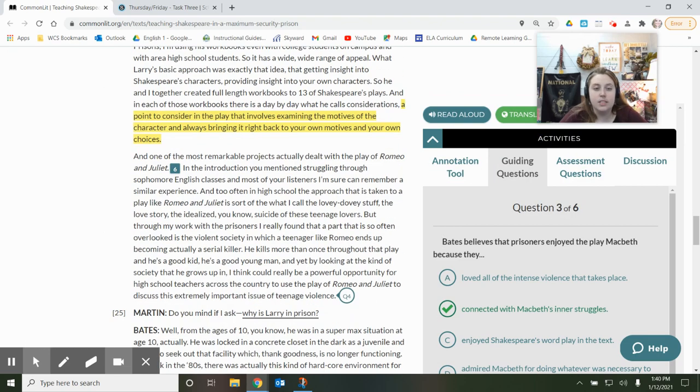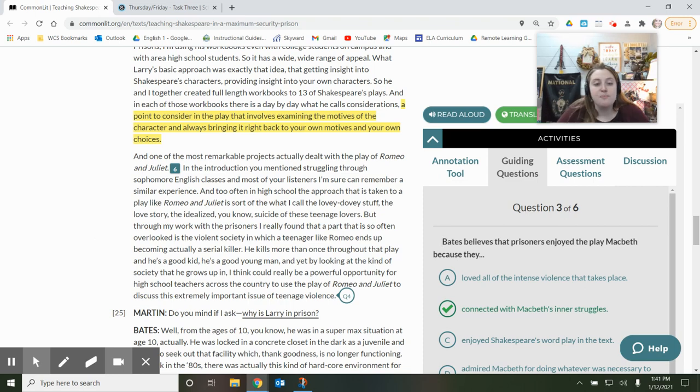Okay. And one of the most remarkable projects actually dealt with the play of Romeo and Juliet. Yay! All right, in this introduction, you mentioned struggling through sophomore English class, and most of your listeners, I'm sure, can remember a similar experience. Too often in high school, the approach taken with a play like Romeo and Juliet is short of what I call the lovey-dovey stuff, the love story, the idealized suicide of teenage lovers. That's not necessarily how we will be doing it, because this play is insane, guys. It's not just a love story.